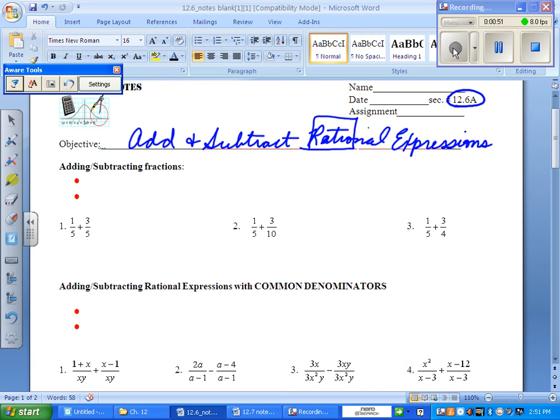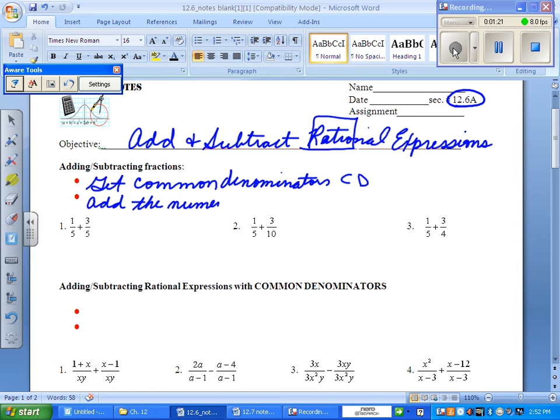Okay, to get started here, we're going to do adding and subtracting of fractions. That's what rational expressions are. First step is get common denominators, and that's common denominator CD. Secondly, you're going to add the numerators and keep the common denominators. So once you have common denominators, you get to add the numerators and keep the common denominator.